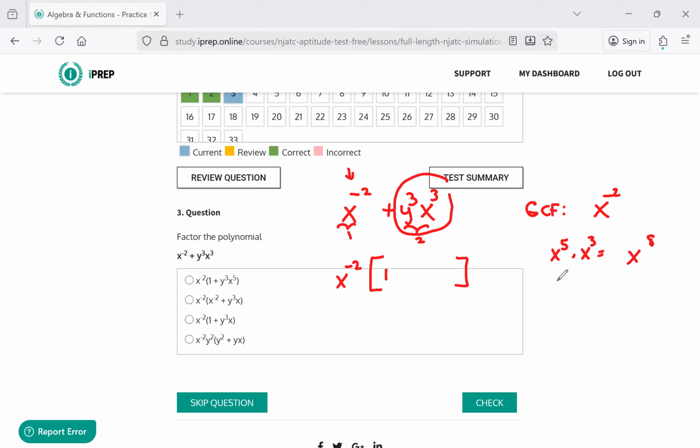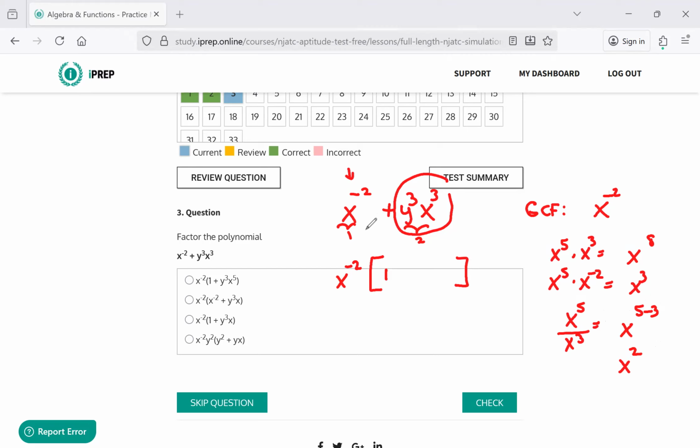And if you have x to the 5 times x to the negative 2, you're adding. So what's 5 minus 2? 3. And then another exponent rule we need to know is dividing. So let's say you had x to the 5 divided by x to the 3. When you're dividing with the same base, you subtract. So that's going to be x to the 5 minus 3, which is 2.